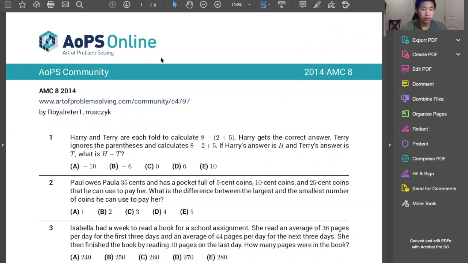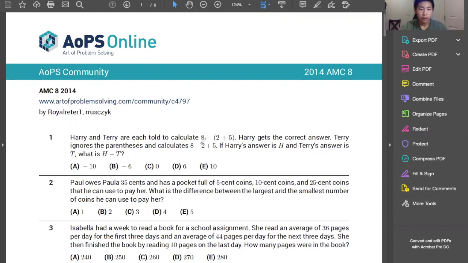Okay, let's start with problem 1. Harry and Terry are each told to calculate 8 minus the quantity 2 plus 5. Harry gets the correct answer, and Terry ignores the parentheses and calculates 8 minus 2 plus 5. We're told that Harry's answer is h and Terry's answer is t. We want to find h minus t.